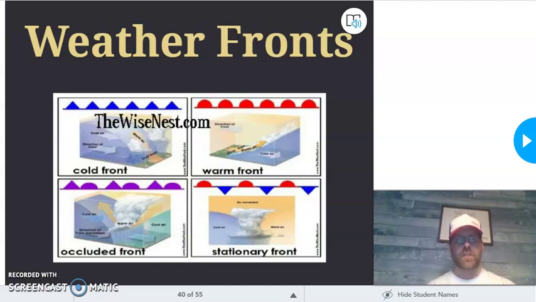All right, kids, it's time to talk about the four types of weather fronts that we're going to encounter as we move along through the next few slides. And if you look here at this slide, we've got four main weather fronts we're going to talk about: cold fronts, warm fronts, occluded fronts, and stationary fronts. Those are the four ones that we are going to cover. So let's go ahead and dive into those.